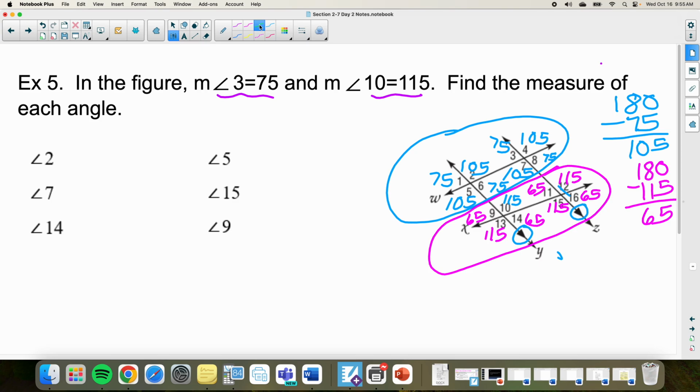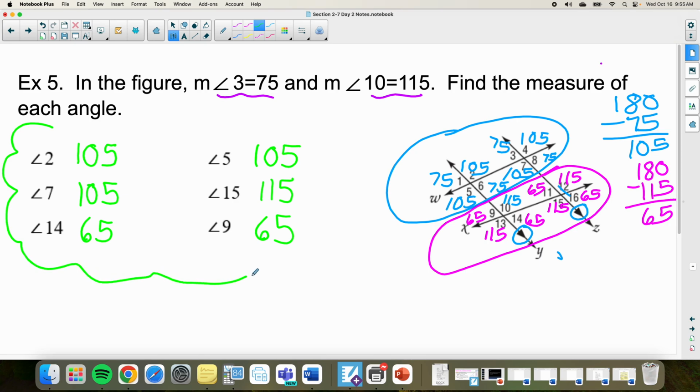So one of the things they asked us for is angle 2, that's 105. Then they asked us for angle 7, which is 105. Then angle 14, which is 65. Angle 5 is 105. Angle 15 is 115. And angle 9 is 65. So that is the answer.